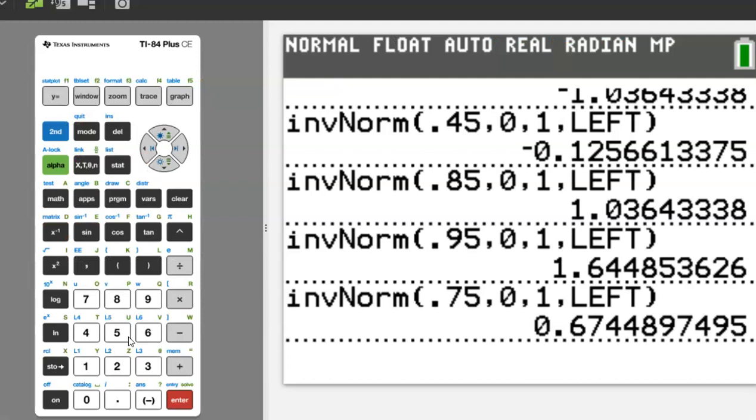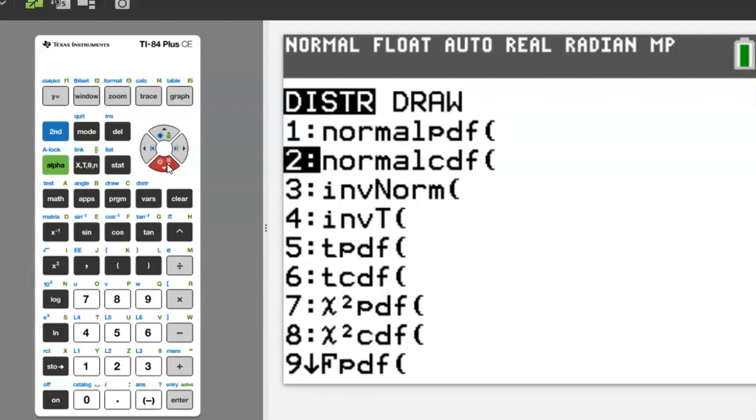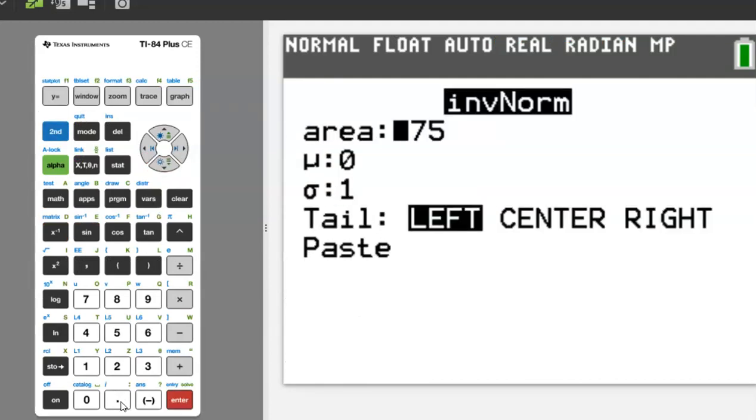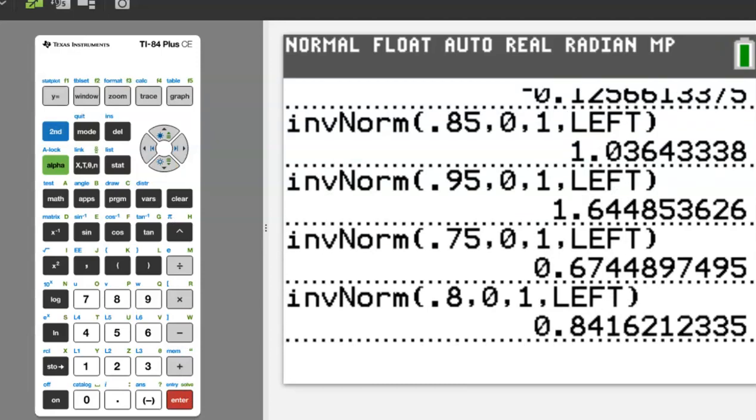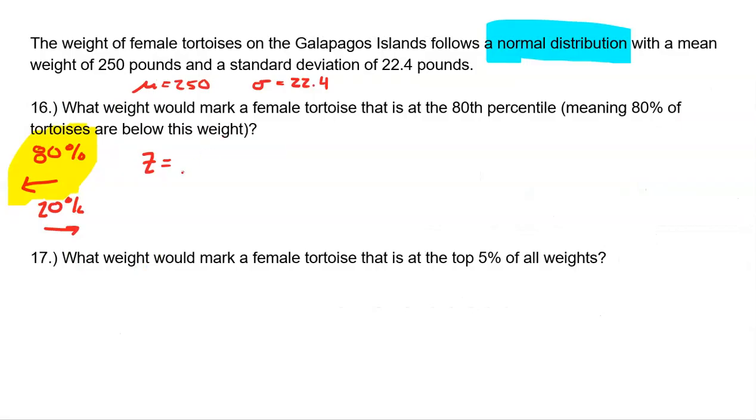All right, so the z-score that has 80% below it, let's see here, 0.8, select left, or you could do 0.2 and select right. I hope you guys get 0.842. Okay, now here's the kicker though. Here's why I'm not done. The question didn't say find the z-score. The question said find the weight of this turtle.